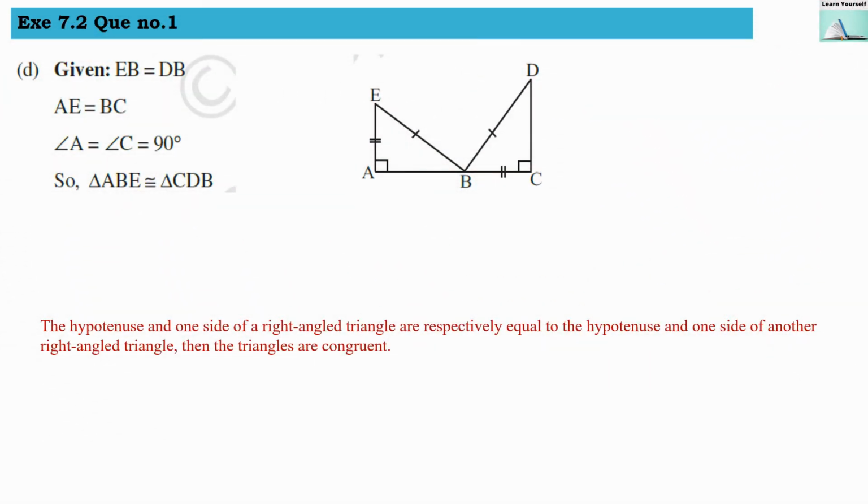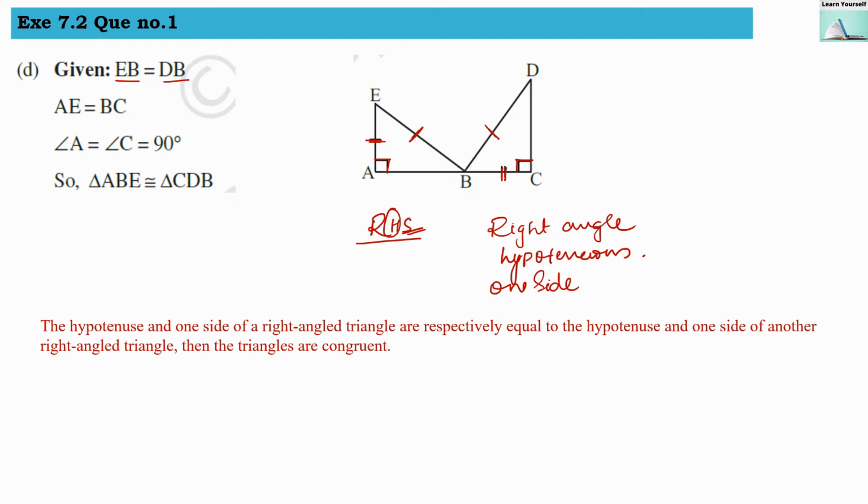Our fourth question, D. Given EB equals DB. So let us locate EB. They have already given us the sign that these two sides are equal, and one angle is equal. So here let us check the RHS criteria. What is RHS criteria? R suggests that it is a right angle. H stands for hypotenuse. And S stands for one of the sides out of two sides. So one side of the right angle triangle.